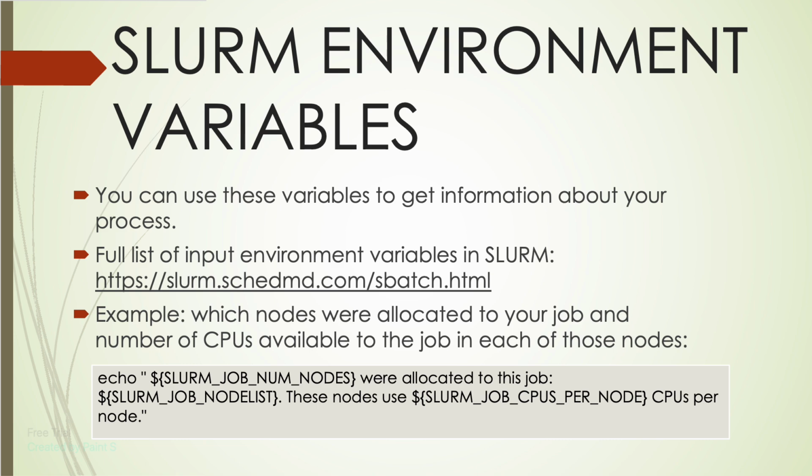I strongly suggest to look at this link because you might be able to obtain information about your job that you didn't know of. For example, if you wanted to know which nodes were allocated to your job and the number of CPUs available to the job in each of these nodes, you could use the following variables to print that information: SLURM_JOB_NUM_NODES, SLURM_JOB_NODELIST, and SLURM_JOB_CPUS_PER_NODE.